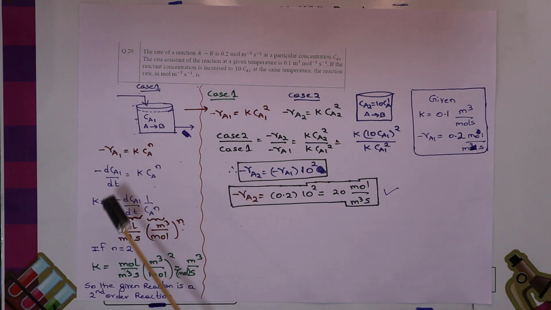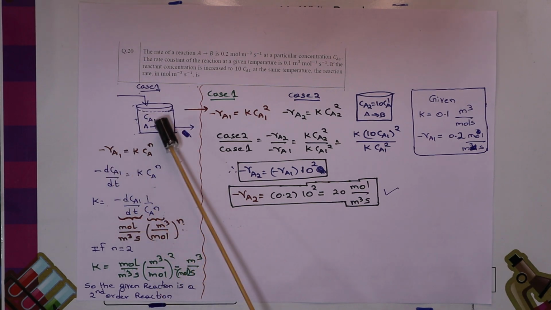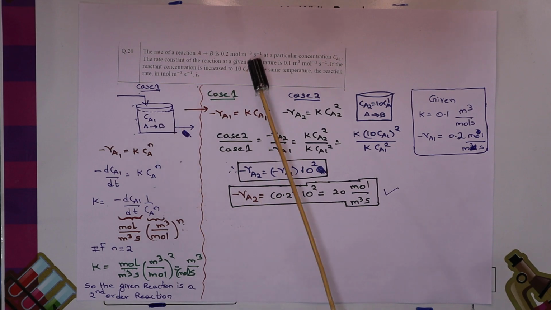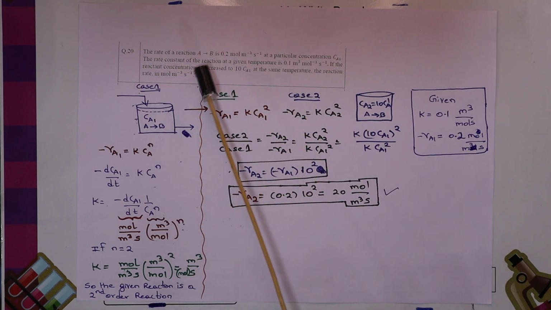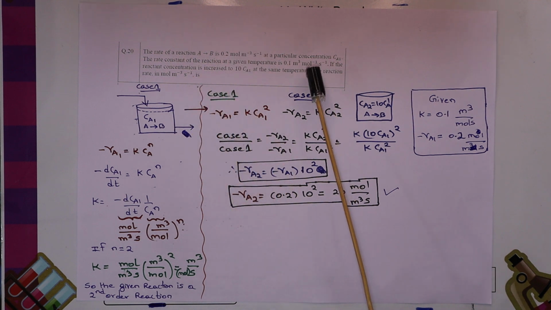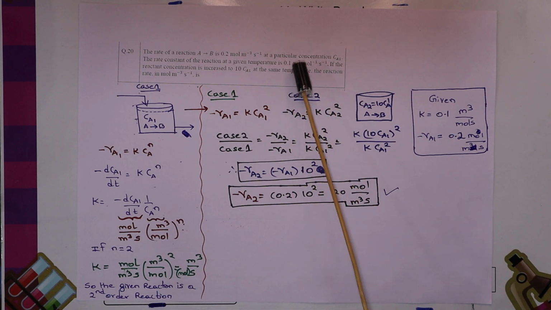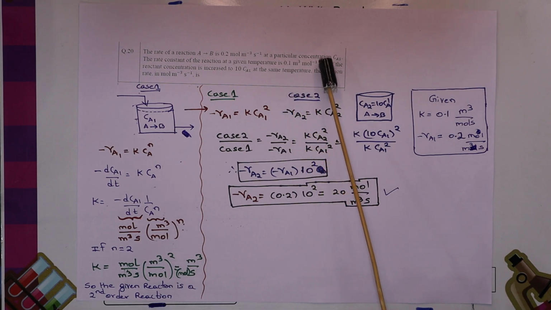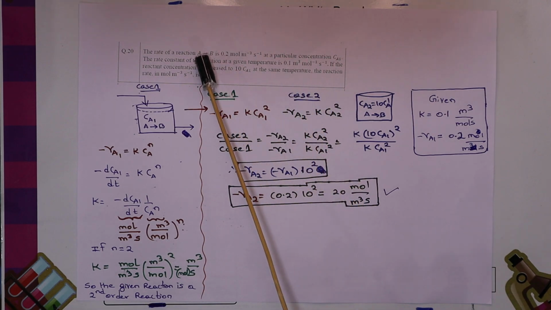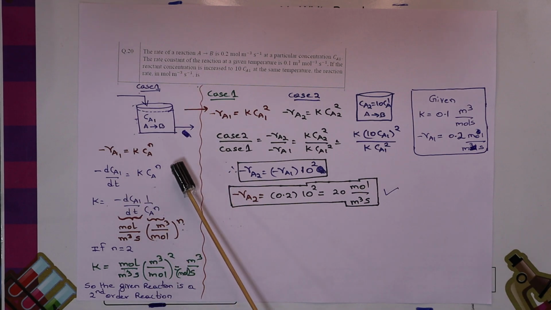Let us solve this. Let us assume a reaction happening in a container with concentration Ca1, where A gives rise to B. First of all, to apply the rate, you have to find out the order of this reaction. The order is not specified here, but the rate constant is given as 0.1 meter cube per mole per second. So based on the units of the rate constant, you have to back calculate the order of the reaction. Let us do that.